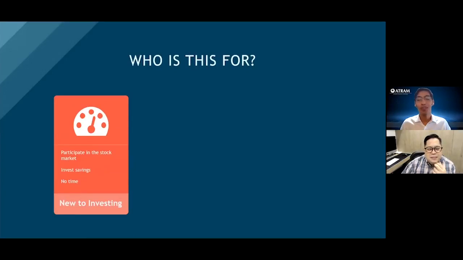So we have good news later on, I'll tell you why. Everyone can be investors in this fund. Everyone who is new to investing and who wants to participate in the stock market, because we all know, despite the PSEI not really performing so much last year, we think that there will be a recovery in the long term.